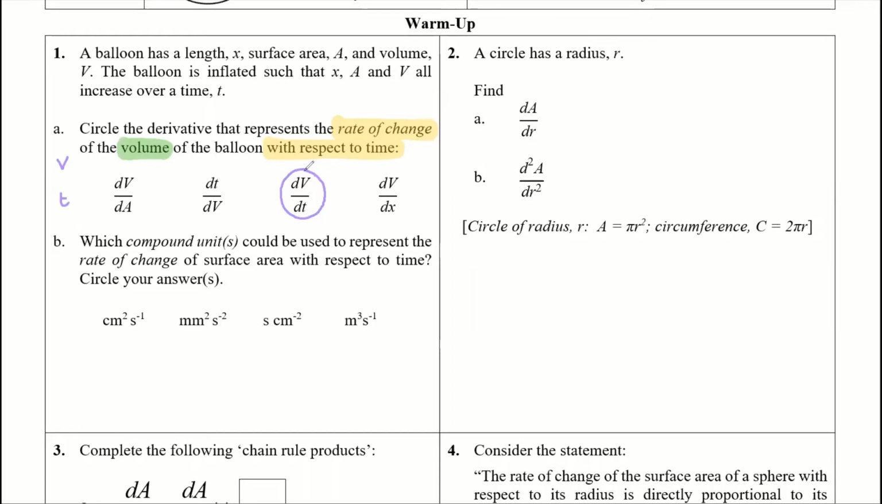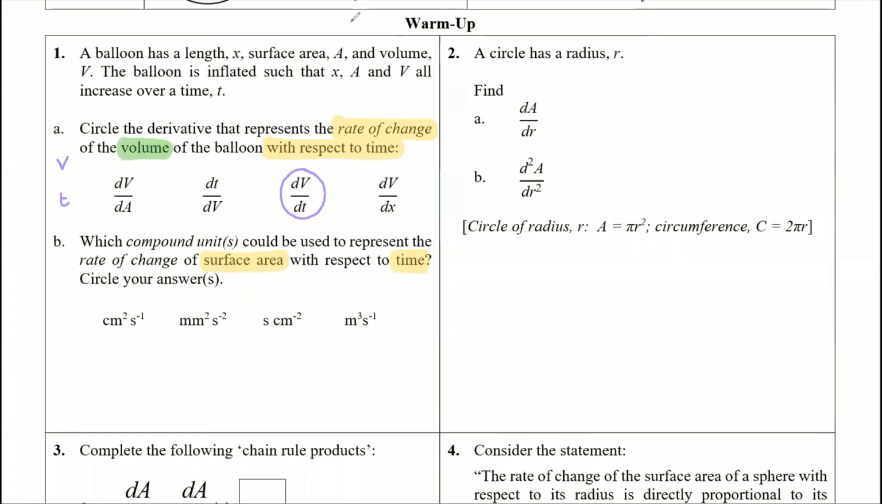And for part B, we're talking about compound units, so combinations of measurements for different things. Which compound units could be used to represent the rate of change of surface area? Surface area comes up first. Let's just highlight that with respect to time. So once again, time is what's been differentiated with respect to, so that's going to be on the bottom of the derivative. Now, if that's the case, then we need some time units. Which of these are time units?